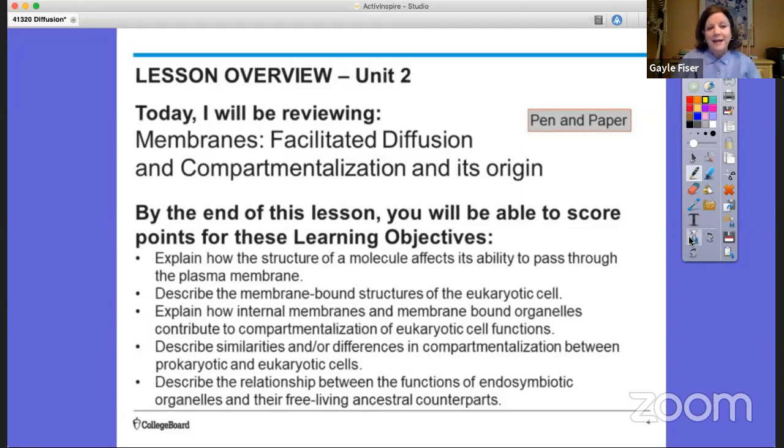We're going to explain how the structure of a molecule affects its ability to pass through the plasma membrane. We're going to describe the membrane-bound structures of the eukaryotic cell. We're going to explain how internal membranes and membrane-bound organelles contribute to compartmentalization of eukaryotic cell functions. We're going to describe similarities and differences in compartmentalization between prokaryotic and eukaryotic cells. And we're going to describe the relationship between the functions of endosymbiotic organelles and their free-living ancestral counterparts.